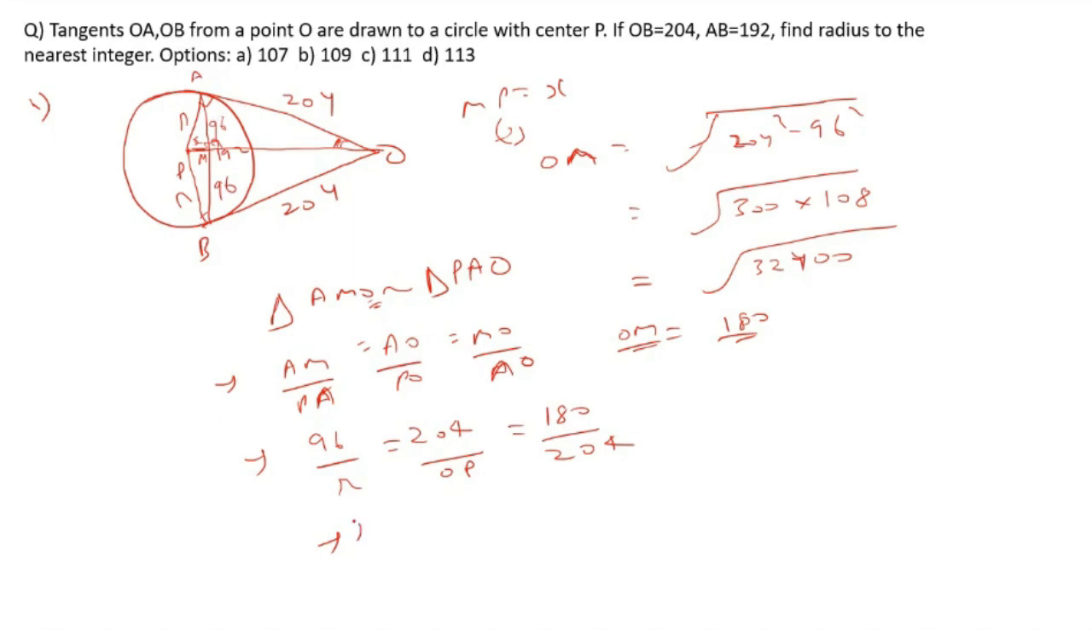So this will give R as basically 96 into 204 by 180. Let's just cancel what we can. 204 and 180 can be cancelled by 12, it would seem. So 1 and 17. 96 by 12 is 8, so 8 into 4... 32 into 17 by 5. So 17 into 32 would be 544 by 5, which is 108.8. So the nearest integer would be 109. This is the correct option there.